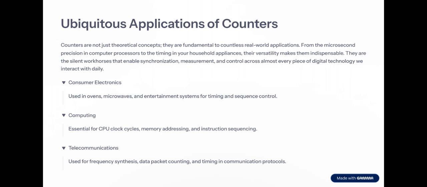Consumer electronics: used in ovens, microwaves, and entertainment systems for timing and sequence control. Computing: essential for CPU clock cycles, memory addressing, and instruction sequencing. Telecommunication: used for frequency synthesis, data packet counting, and timing in communication protocols.